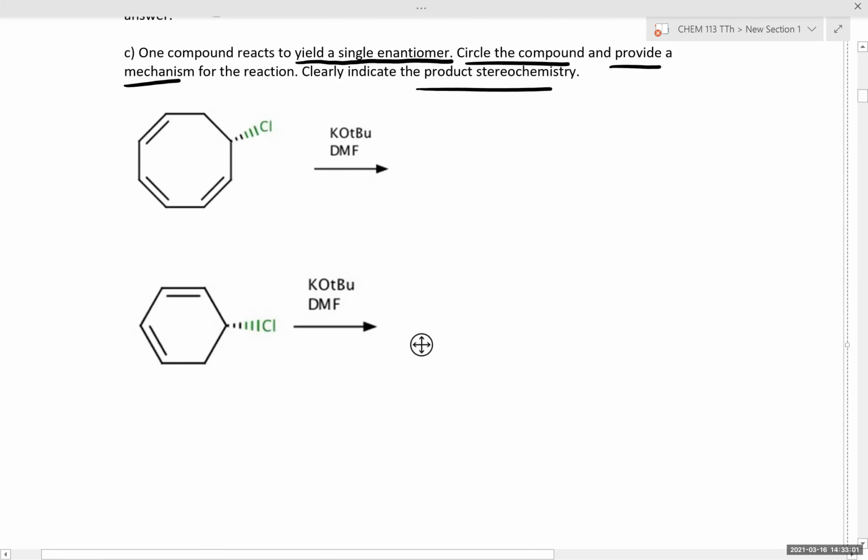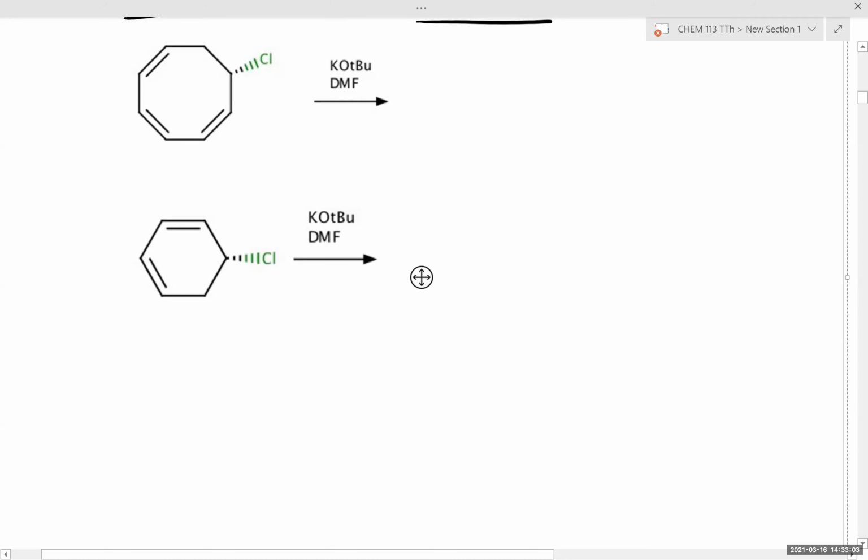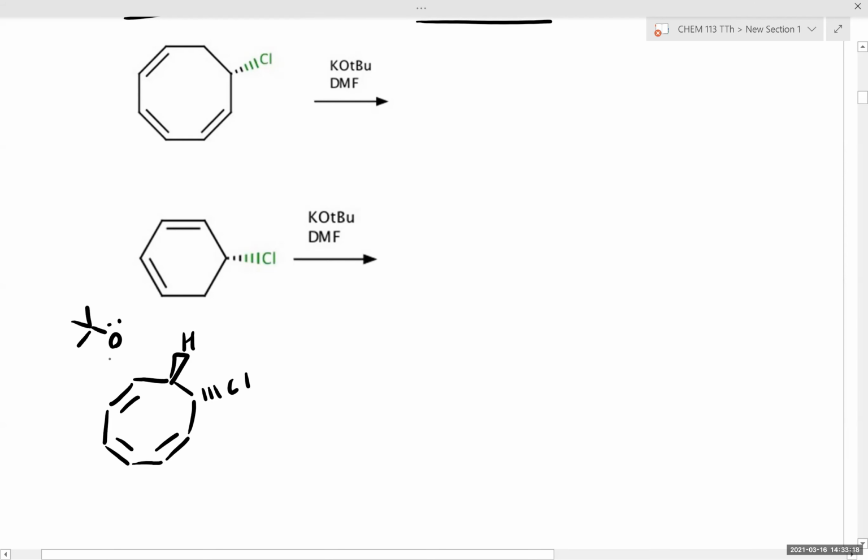So we have two substrates, so let's draw the mechanism for each of these substrates. So in this first case, we have a cyclooctatetraene substrate. And for an E2 reaction, the elimination is anti-periplanar.